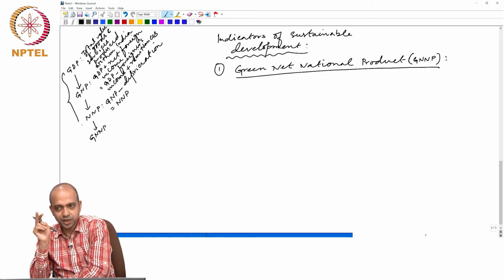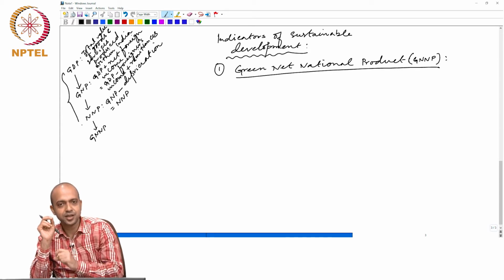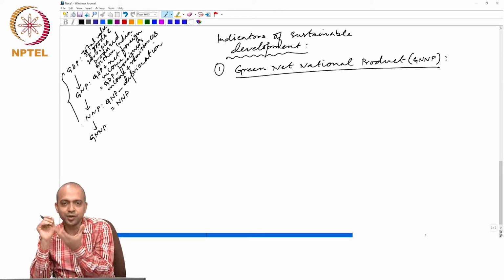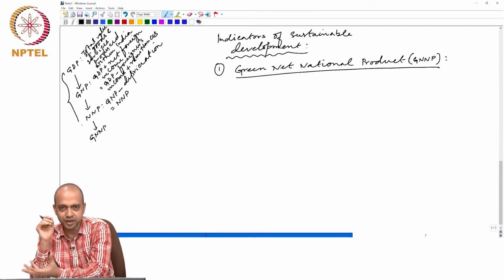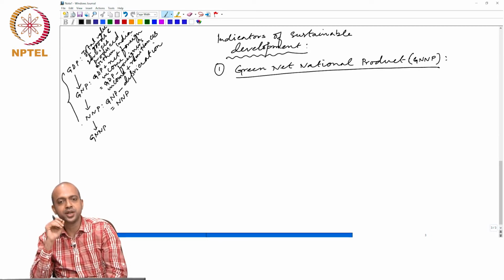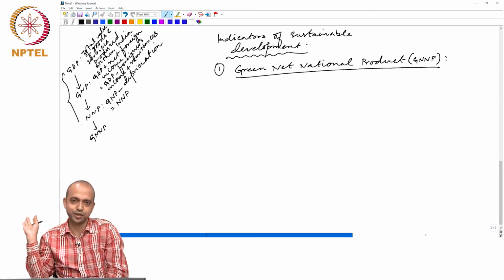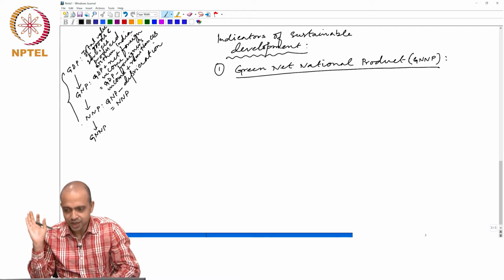That is why a group of economists started thinking of making this national income measure green. And how can we make the national income measure green? By subtracting the contribution of the environment that is already included in the nation's income measure. And if we do so, then that green measure of nation's income can be considered as an indicator of sustainable development. Okay? That is the idea.